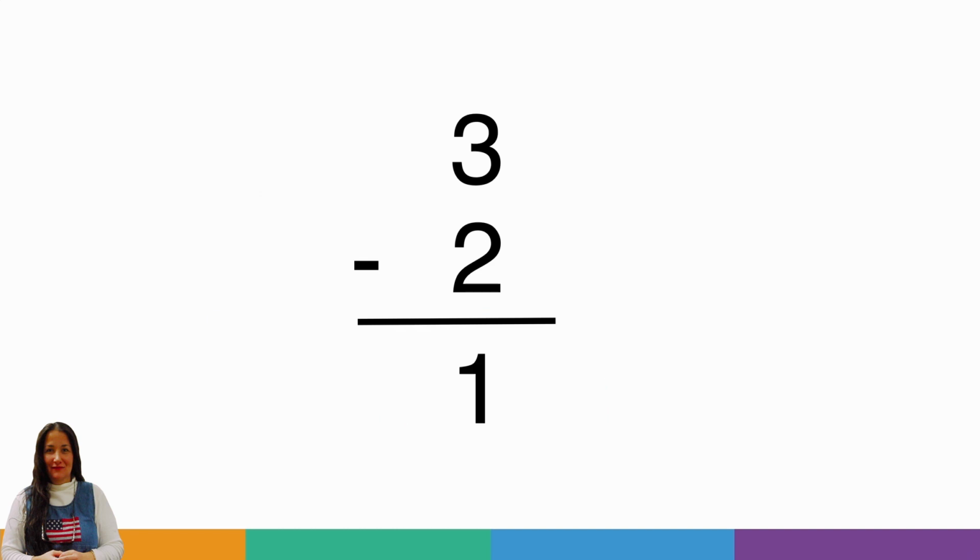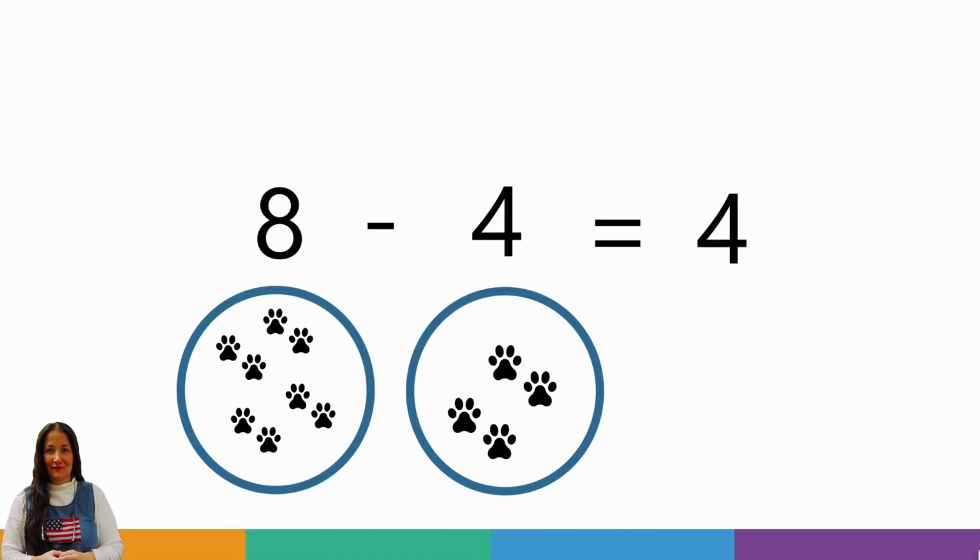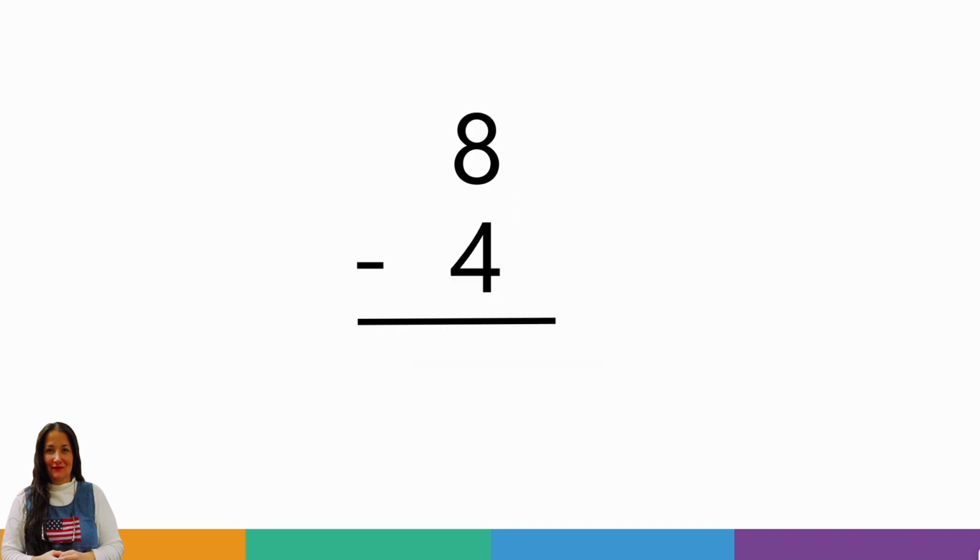This is another way of writing the problem. It's vertical subtraction. 8 minus 4 equals 4. So we have to take the 4 and strike it out from the 8, leaving 4. Do you see that? That's how a subtraction problem is done. 8 minus 4 equals 4.